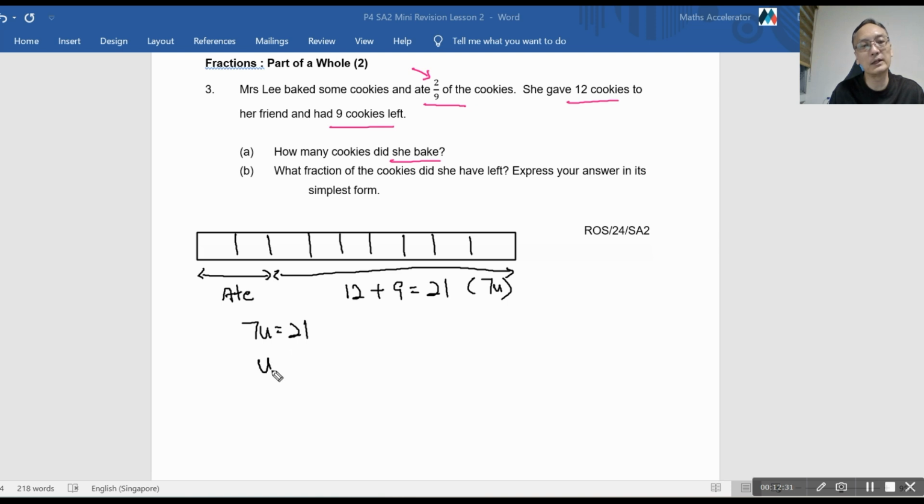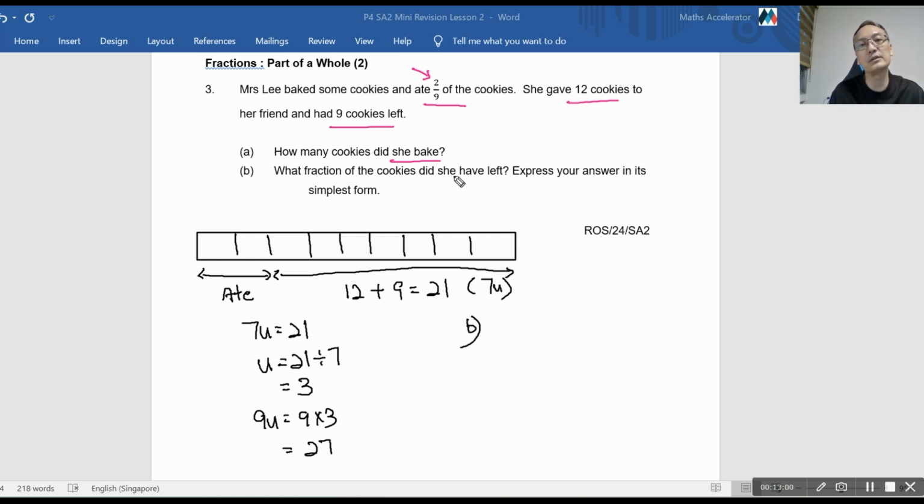So we need to find the value of 1 unit, which is 21 divided by 7, and we will get 3. So how many cookies did she bake? In total, there are 9 units. So let's calculate the value of 9 units. So 9 times 3, and that will give us 27. Part B.